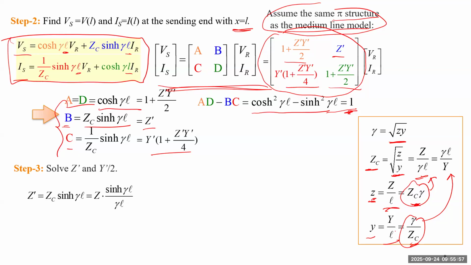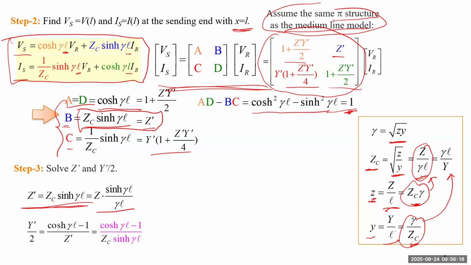Right. So Z prime is easier. From this equation, we immediately know Z prime is simply ZC multiplied by sinh gamma L, because ZC is also equal to Z divided by gamma L. So we immediately have this expression. Y prime: if you solve Y prime, you can utilize the first two equations. You plug Z prime into the first equation, and that equation is only about Y prime. So you will be able to get Y prime: half of Y prime will be cosh gamma L minus 1 divided by Z prime.